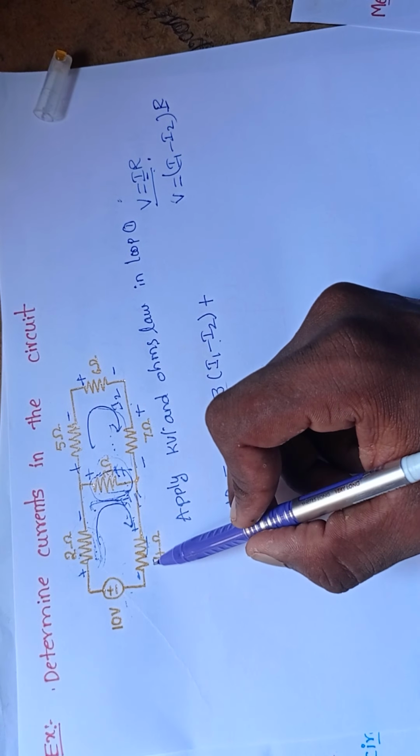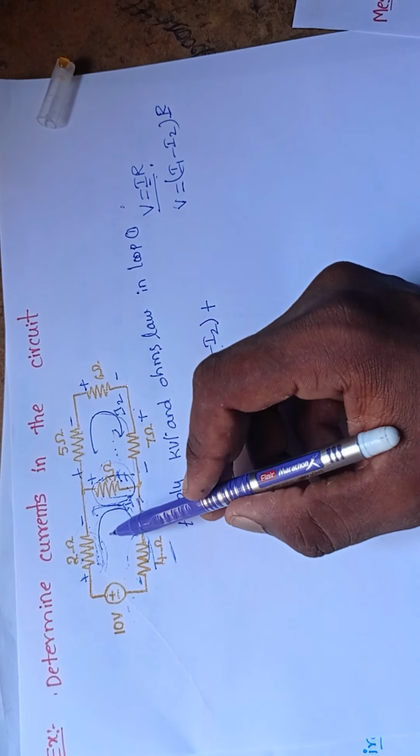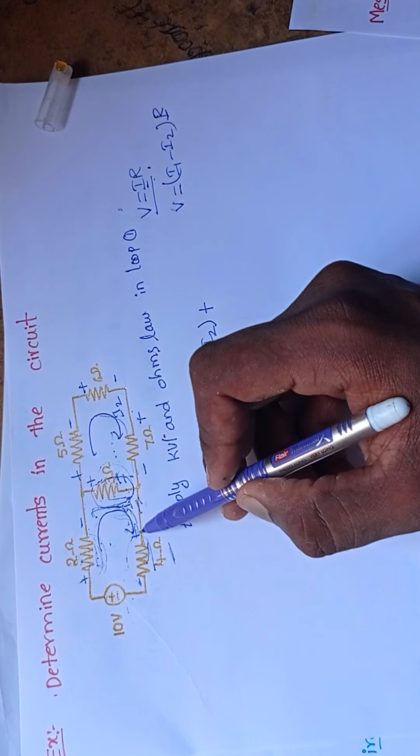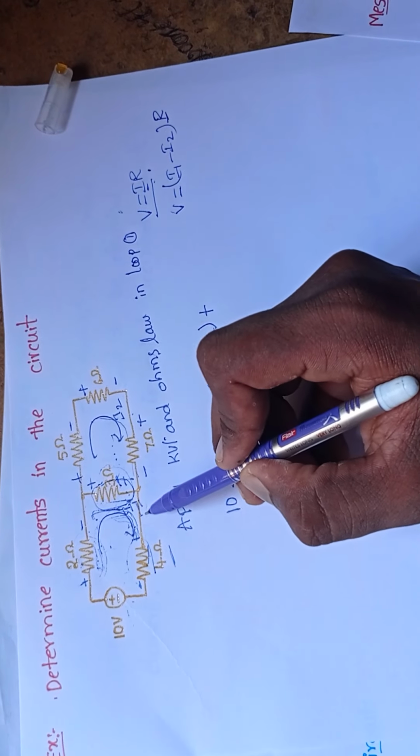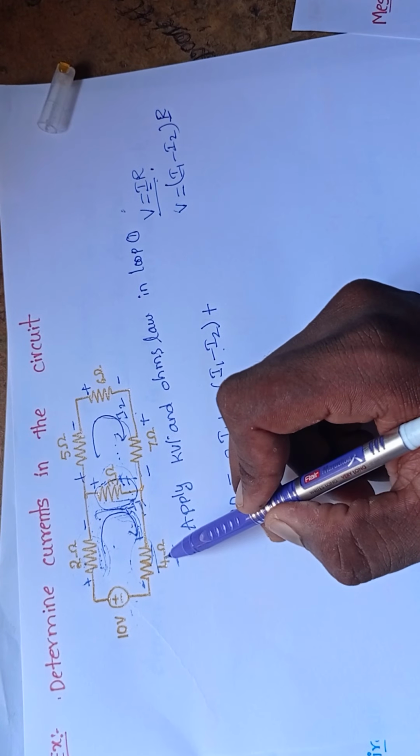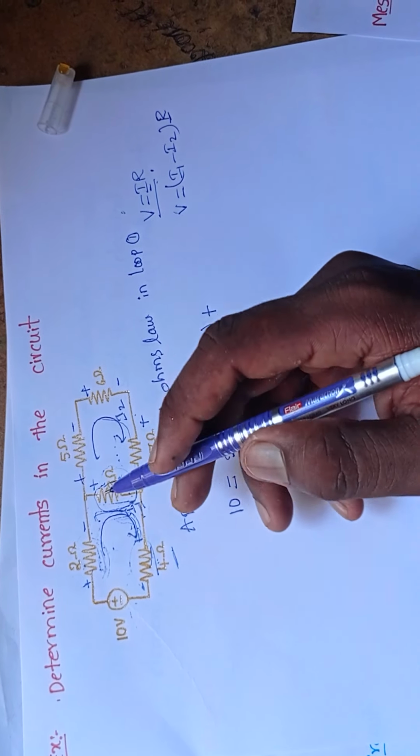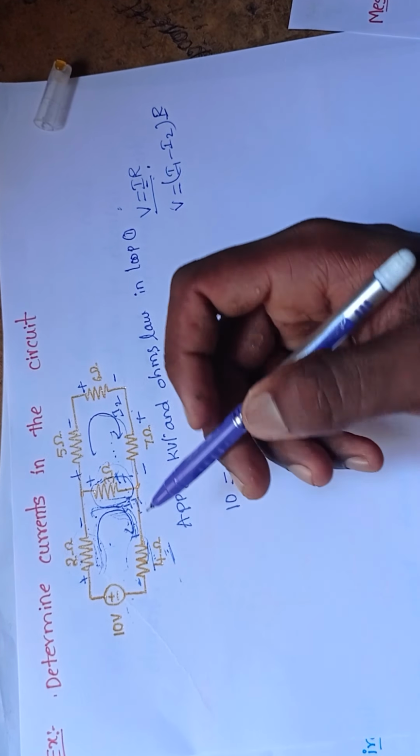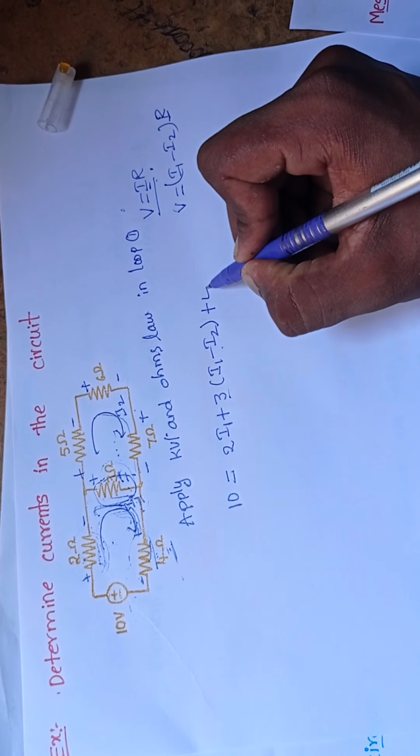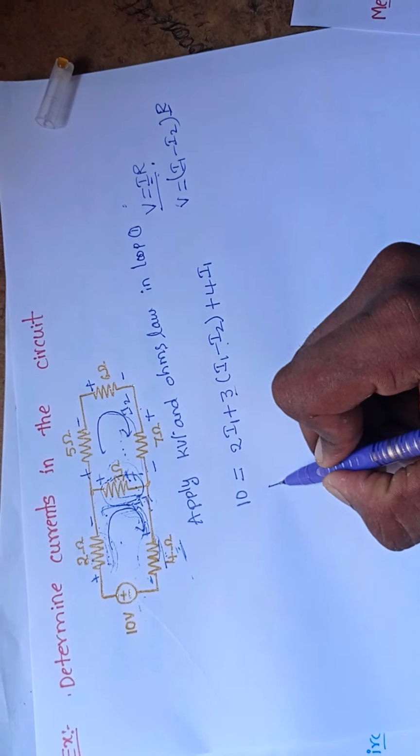Next, the last resistor in this loop is 4 ohms. What is the current flowing through this 4 ohms resistor? I1 current is flowing through this resistor. We know the voltage across the resistor is V = I × R. V is equal to I1 times R, and R is 4, so it is 4I1. Let's simplify this.